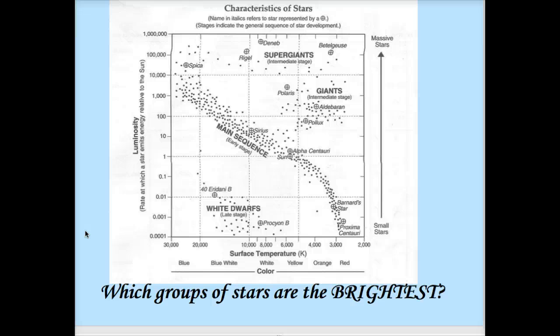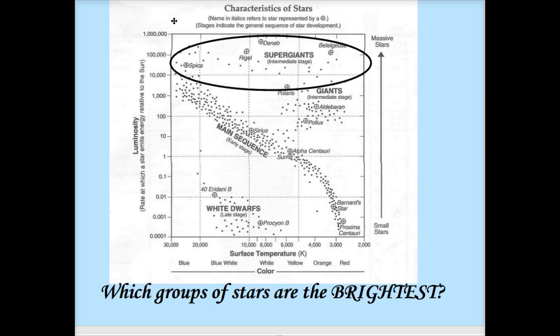So the HR diagram is going to be used to answer questions about stars' temperature, luminosity, color, and size. So one question here is, which group of stars are the brightest? If we're looking for brightest or most luminous, meaning the amount of energy they emit relative to the sun, of course we're going to look at the top of the chart.